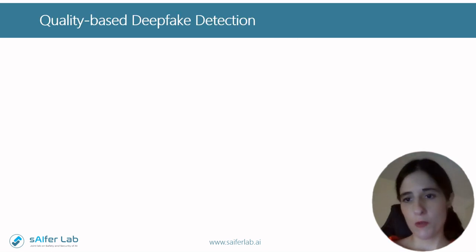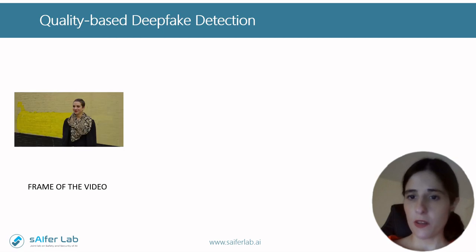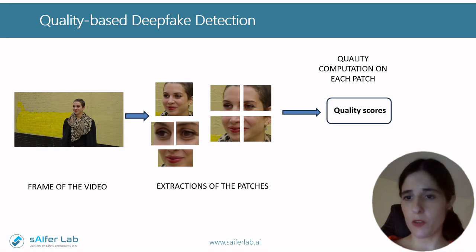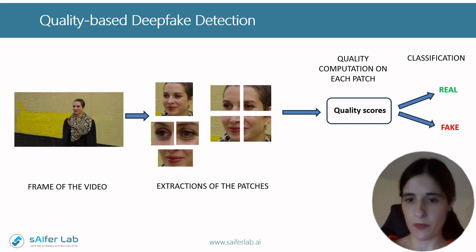Here is the main contribution of my research. Starting from a video, we extract the frames, and then from each frame, we extract some specific patches, like the face, the eyes, and the mouth. Then we compute some quality scores from these patches and use these scores to classify the entire video as real or fake. The hypothesis is that a manipulated sample contains artifacts even when they are not visible to the human eye.